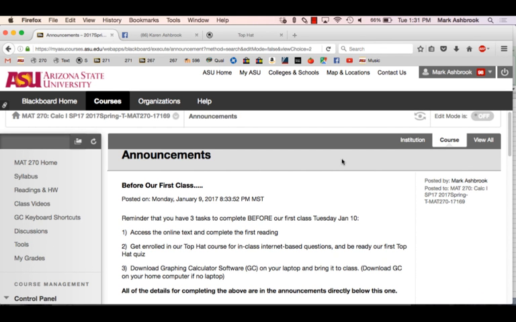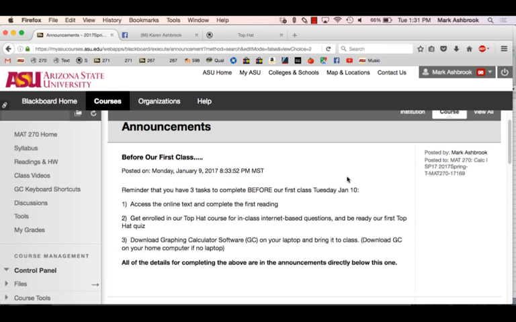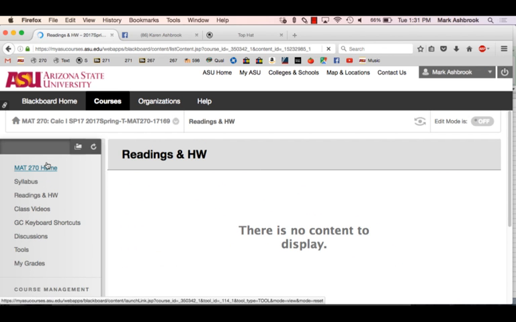Let's just talk quickly through the Blackboard and the syllabus. So over here on the left are the course areas. Syllabus, we'll talk about that in a second. Next one is readings and homework. Okay, after class today, when you go here, the first assignment will pop up there, and that's due Thursday, and it'll give you a full description of what you're doing, including reading from the text and completing problems.